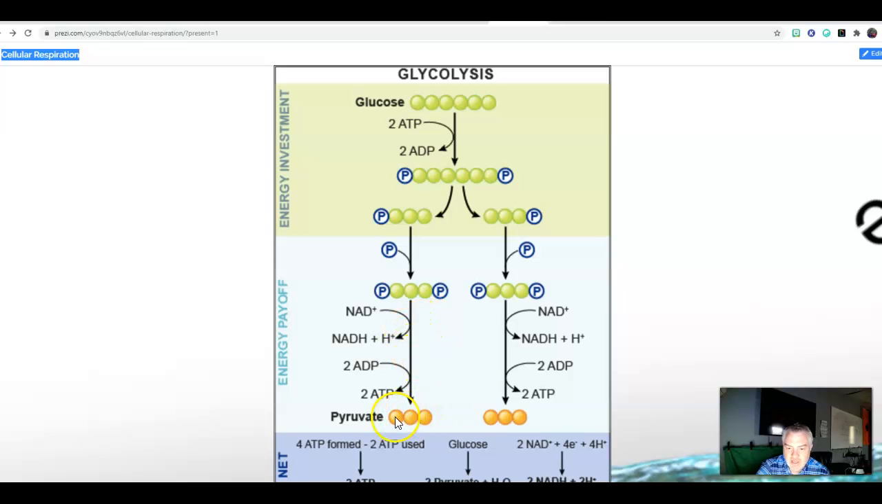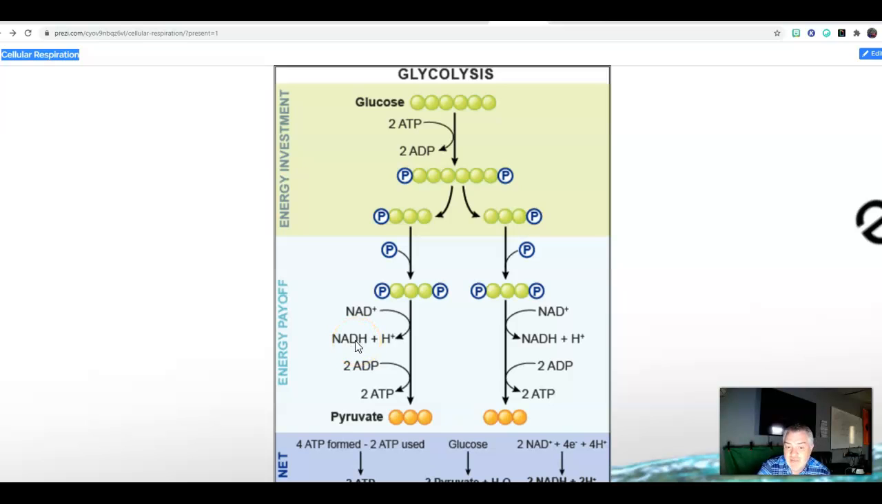Now you'll end up with a 3-carbon pyruvate on both of these, and that's kind of an end product. One other thing I want to mention is you'll notice this NADH. NADH is an electron carrier. Okay, so it's going to carry electrons to the electron transport chain. NAD plus is a molecule that picks up the electron. So if it has a positive charge and it picks up an electron, it's then going to be neutral. So NADH is this neutral molecule that has picked up an electron.